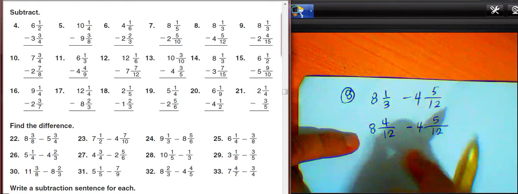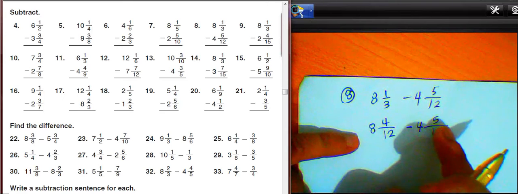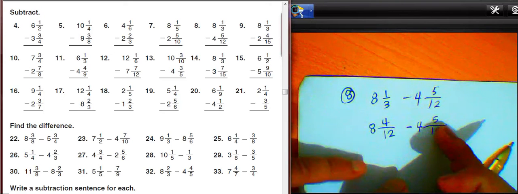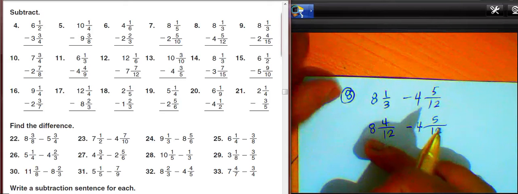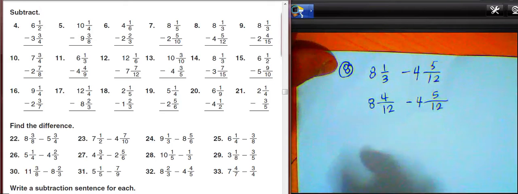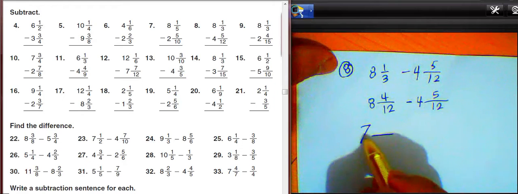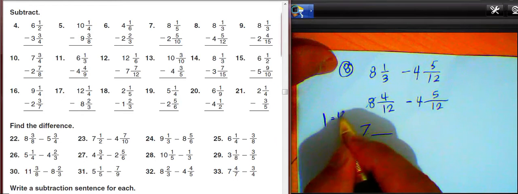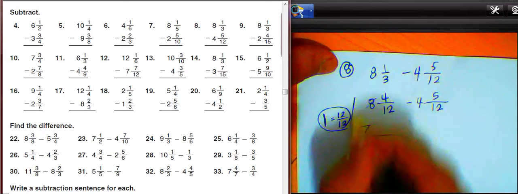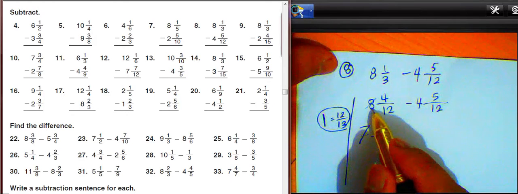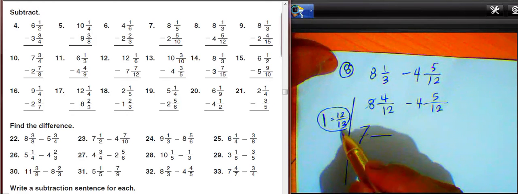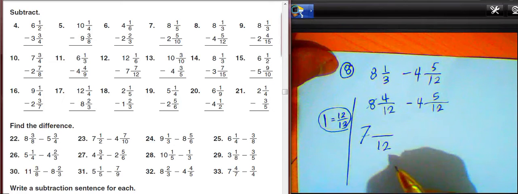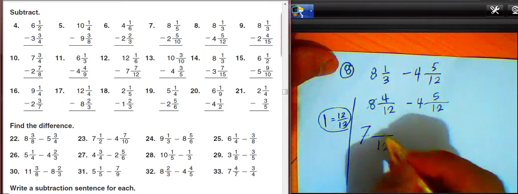We can find the result for 8 and 4, but 4 can't be subtracted by 5. We can't take 5 from 4. So we must borrow 1 from 8. 8 will be 7, and 1 equals 12 over 12. We borrow 1 from what? From 8. 8 will be 7 and 1 will be 12 over 12. 12 over 12 plus 4 over 12. We must write 12 here in the numerator. 12 plus 4 equals 16.